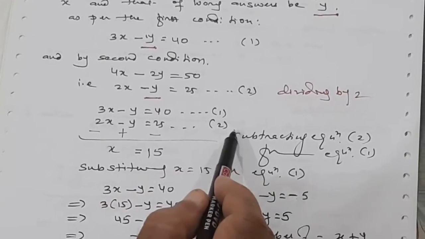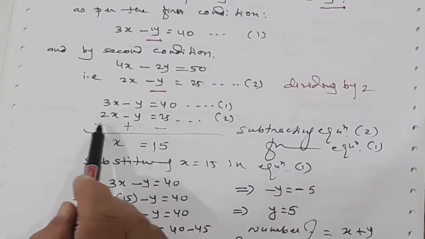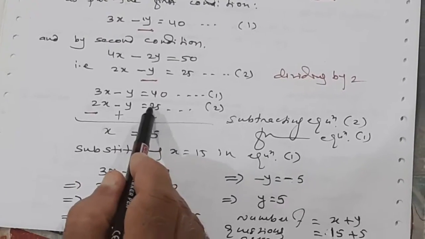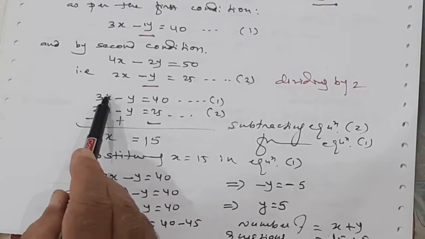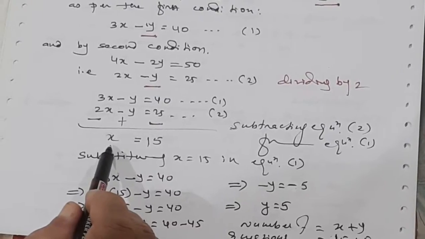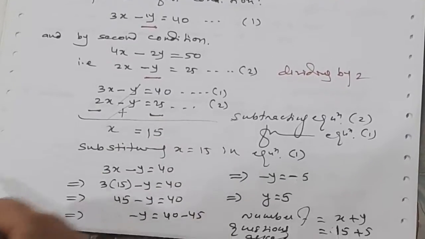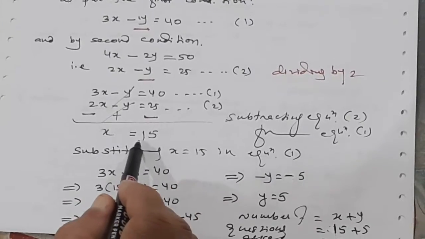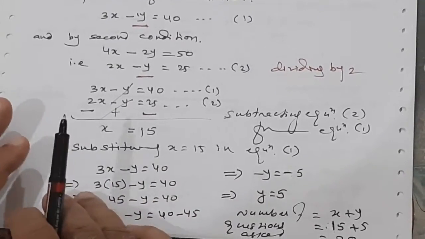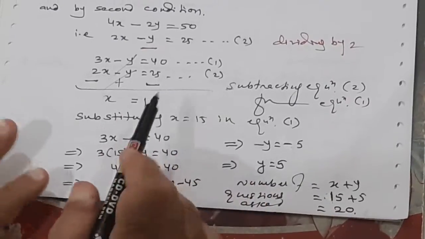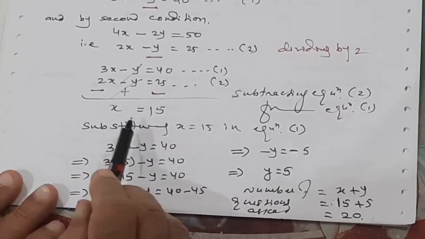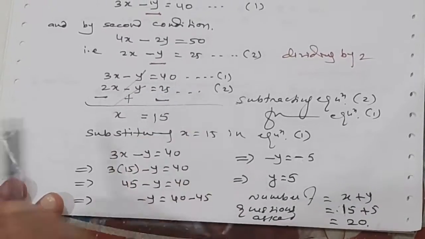Subtracting equation 2 from 1. So change the sign, minus, minus become plus and plus becomes minus. So 3x minus 2x we get x. y gets cancelled. 40 minus 25, 15. So x is equal to 15. This is the direct answer you got. That is the number of correct answers. So how many correct answers are there? 15. Now we'll substitute this value of x in any of the equations.